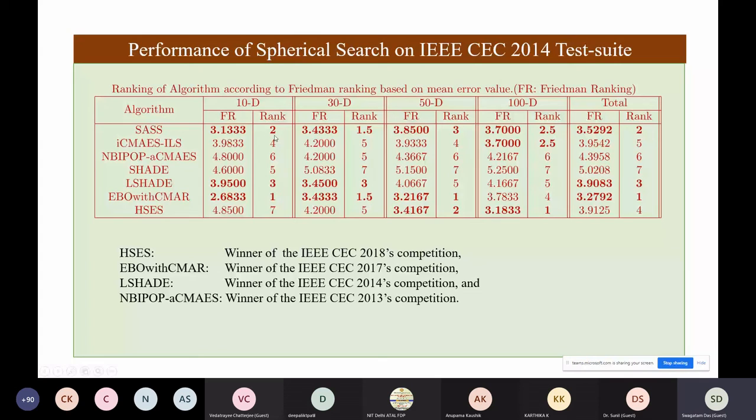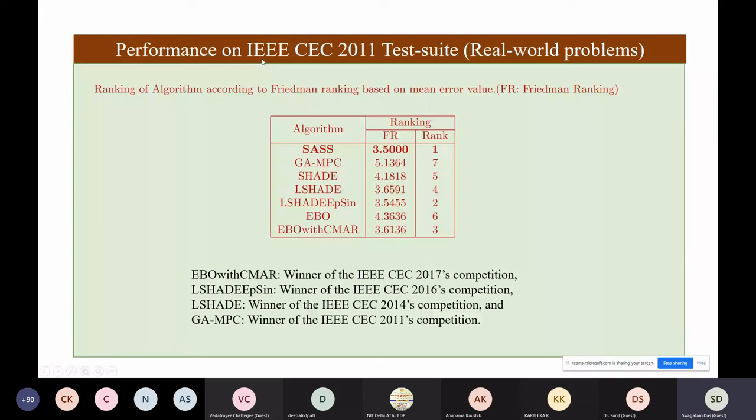So you see, if we now test on the real-world problems, SS gives really nice results. If we compare it on the CEC 2011 competition problems, and we use the self-adaptive version, then FR stands for Friedman ranking, which is a statistical test. We see SASS always comes up with the top rank. GA-MPC, by the way, was the multi-parent crossover-based genetic algorithm, which was the winner of the earlier CEC 2011 competition.